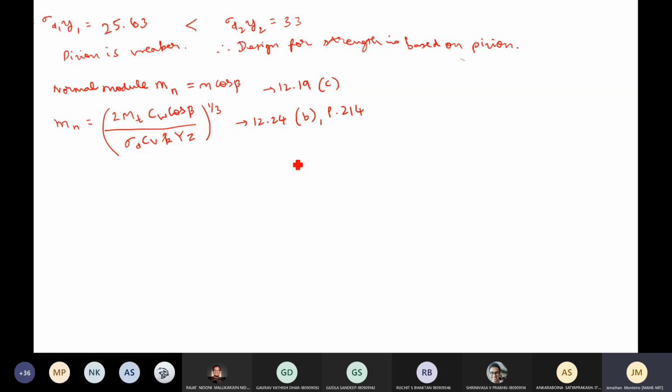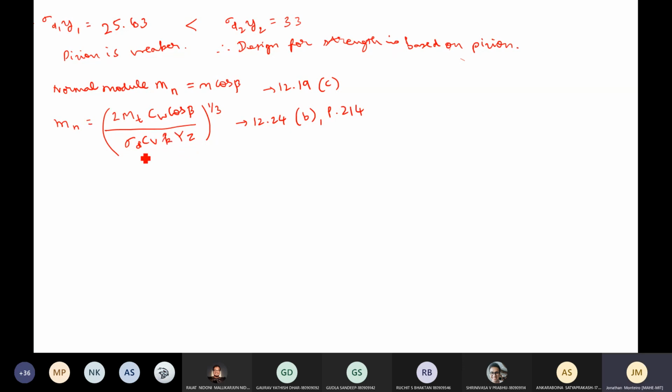This is the Lewis equation for beam strength of the tooth. What are the components? Most of the components are the same. Mt is the torque, sigma d is the material property, Cv is the velocity factor, k is the ratio b by m, Y is pi into y, and Z is the actual number of teeth to be considered. So what are those new components? We will look into that.